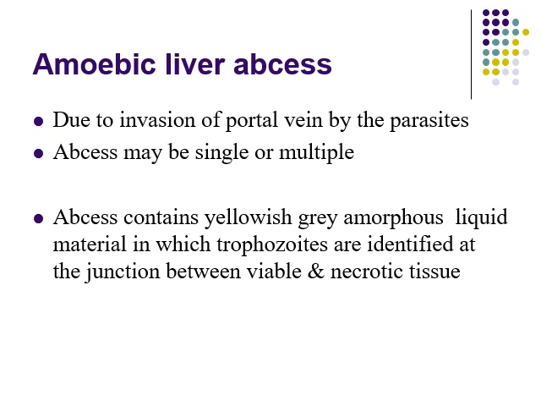Typically, this amoebic liver abscess contains yellowish gray amorphous liquid in which the trophozoites can be easily identified at the junction between the viable and the necrotic tissue.